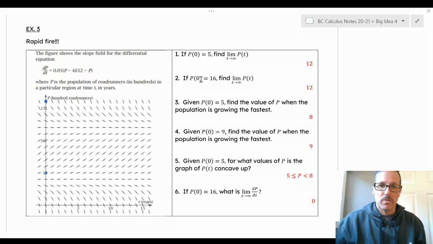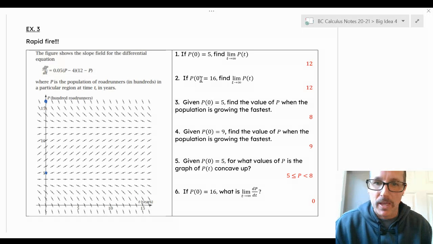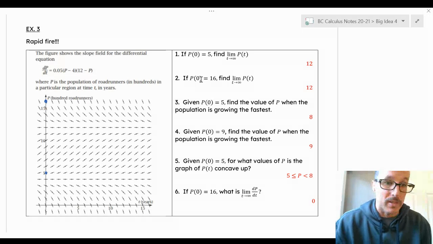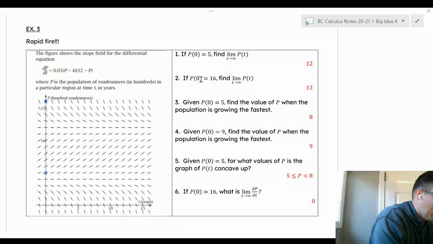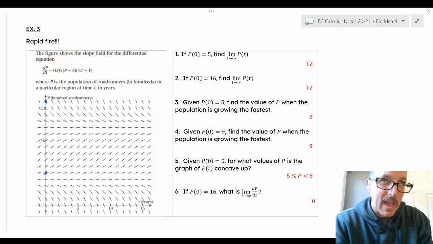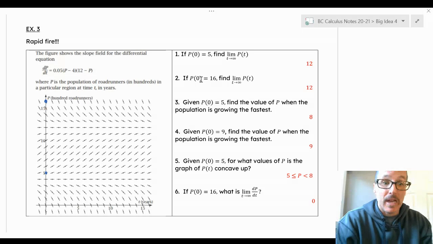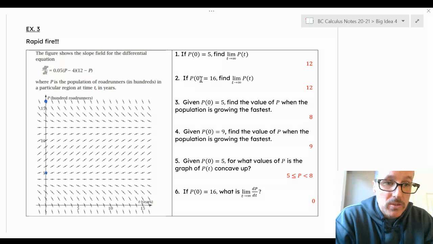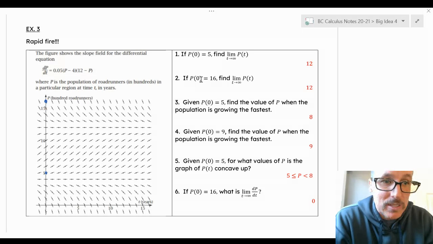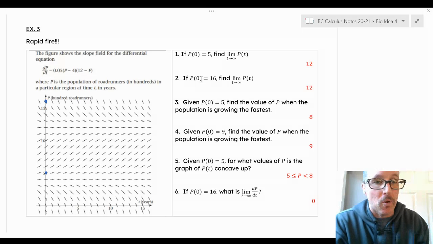All right, number 3. Given that P of 0 is 5, what is the value of P when the population is growing the fastest? Well, if P of 0 is 5 and I am growing and leveling off at 12, does that mean that it's just half of that? So 6? Not in this case, because the two values of P that make dP/dt equal to 0 are 4 and 12. So I need the halfway point between 4 and 12, which is 8.